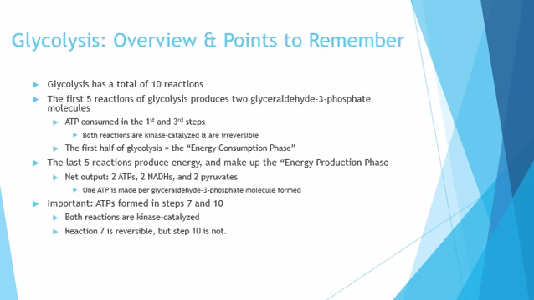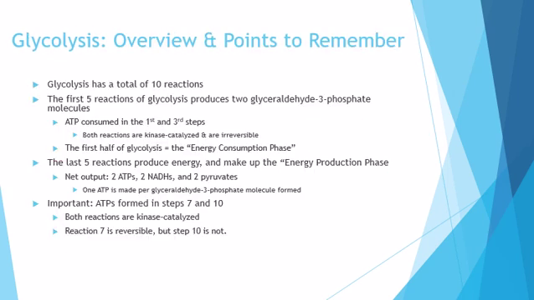The first 5 steps of glycolysis convert a 6-carbon sugar, called glucose, into 2 3-carbon sugars, called glyceraldehyde 3-phosphate. These 2 glyceraldehyde 3-phosphate molecules are generated in steps 4 and 5. However, in order to form these molecules, ATP is consumed in the first and third steps, causing this first half of glycolysis to be known as the energy consumption phase. Both of the chemical reactions that occur in energy consumption steps 1 and 3 are catalyzed by a kinase enzyme, and both reactions are irreversible.